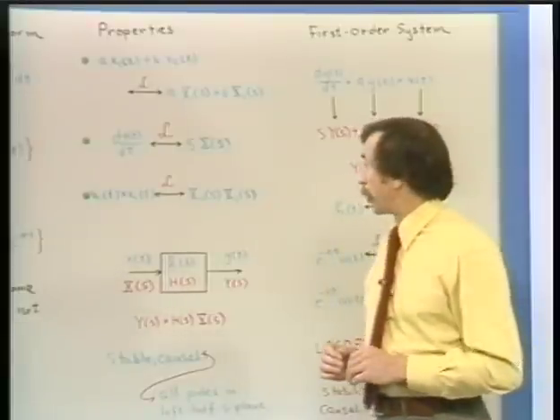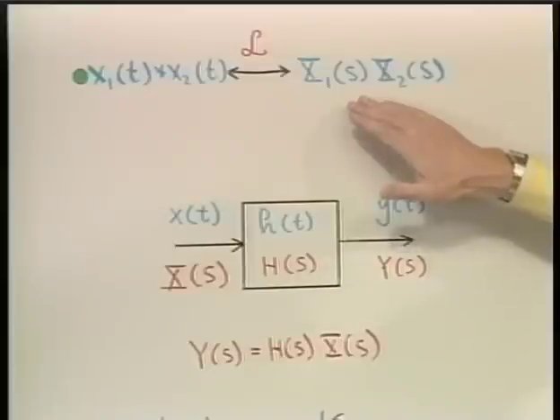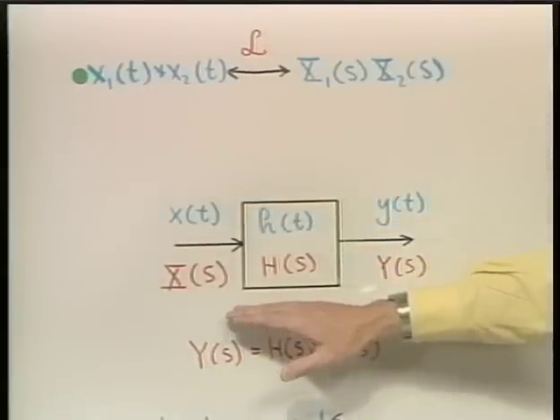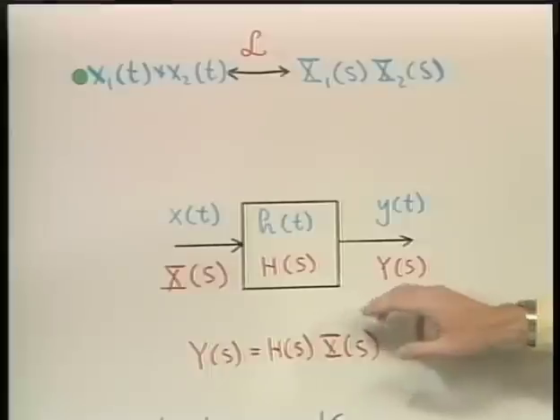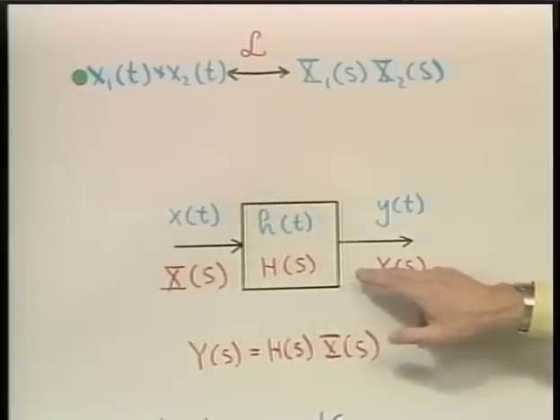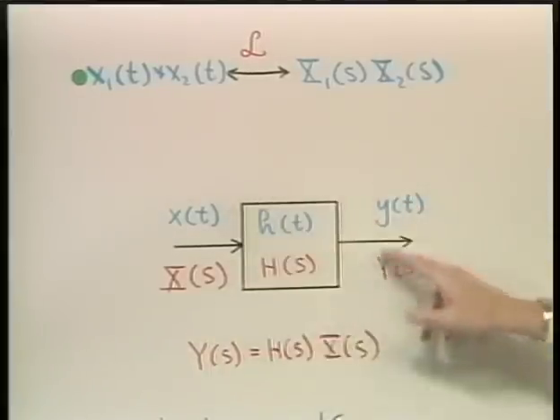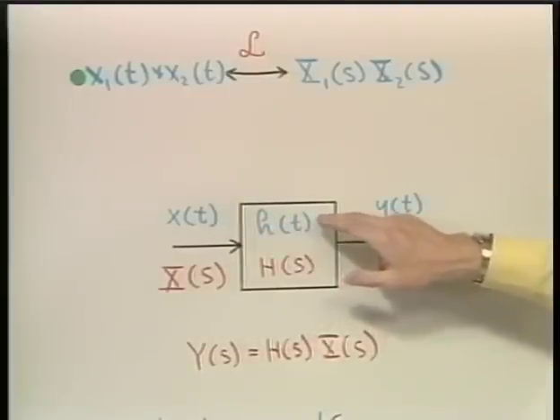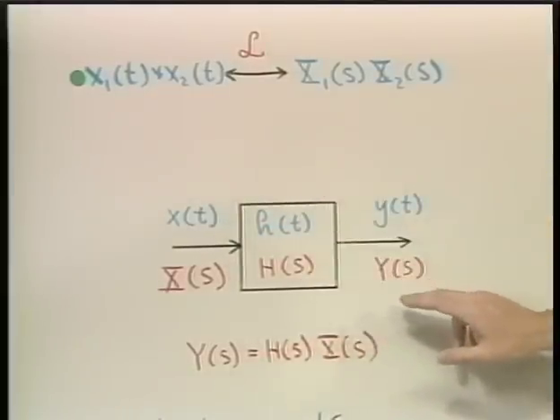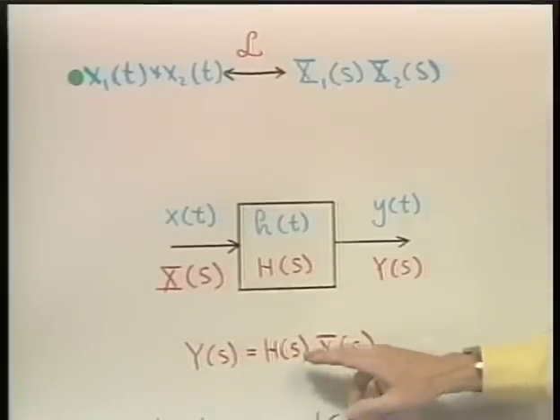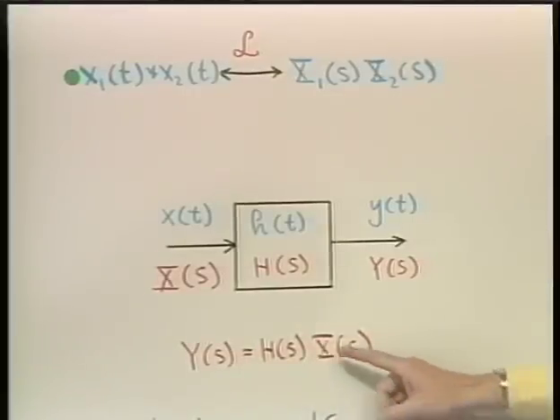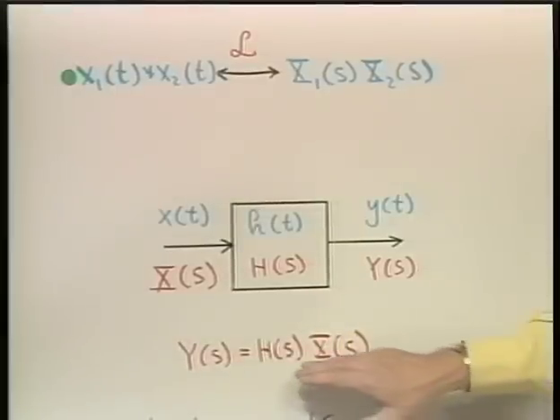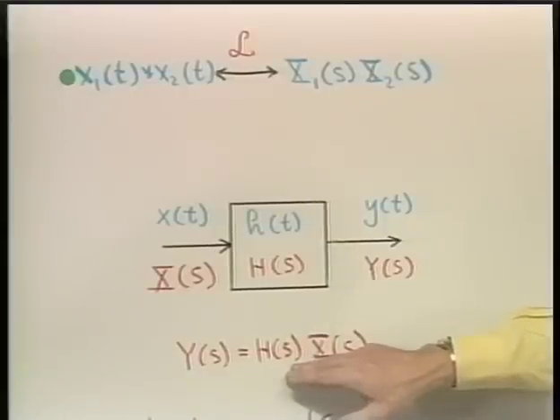Now, the convolution property leads to a very important and useful mechanism for dealing with linear time invariant systems, very much as the Fourier transform did. In particular, the convolution property tells us that if we have a linear time invariant system, the output in the time domain is the convolution of the input and the impulse response. In the Laplace transform domain, the Laplace transform of the output is the Laplace transform of the impulse response times the Laplace transform of the input. And again, this is a generalization of the corresponding property for Fourier transforms.